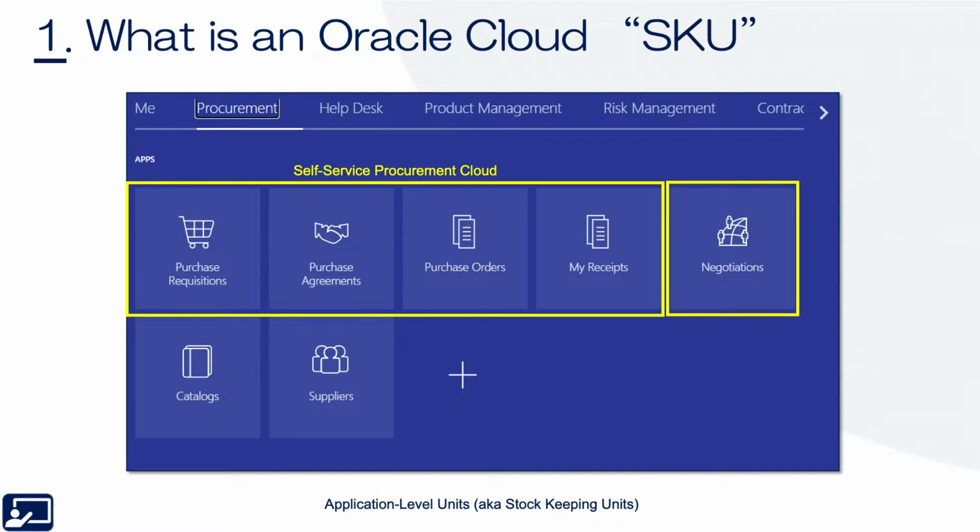So SKUs are really like application level units. SKU stands for stock keeping unit, and it's how Oracle charges for different applications. It's not as simple as, oh, there's requisitions, it's the requisition application. Oftentimes what you see in the application here, for example, requisitions, agreements, orders, receipts are bundled into a SKU called Self-Service Procurement Cloud.